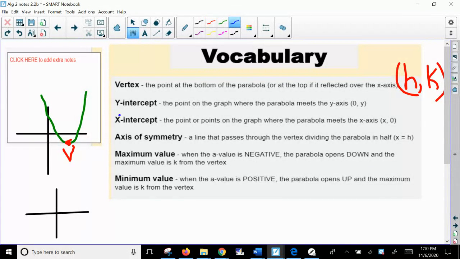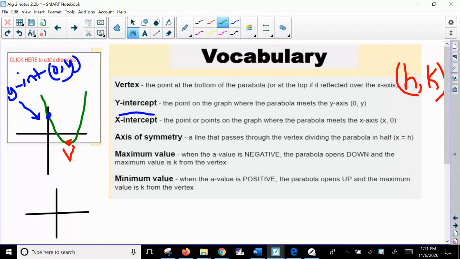The y-intercept is the point on the graph where your parabola touches the y-axis. Okay? So right here, this would be your y-intercept. And it is always the coordinate where 0 is the first number and the second number is whatever the y is.